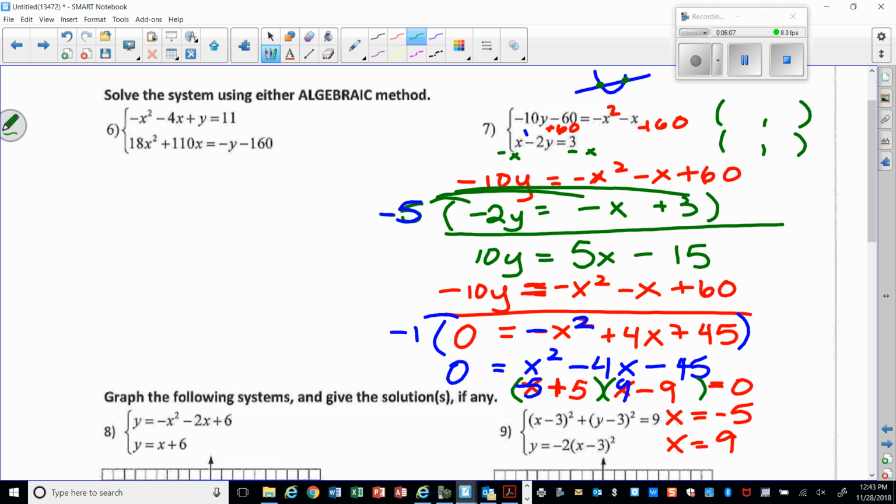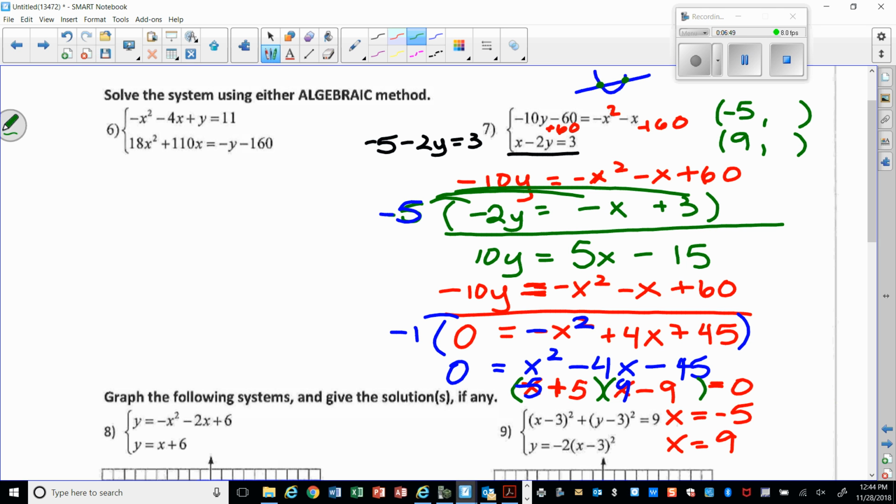All right, and now I know the x coordinates are negative 5 and positive 9. Now I want to find the y coordinates, so I'm going to go back up to one of my original problems here. And this is definitely the easier one, so you always find the easier one, because then you make fewer mistakes. So I'm going to substitute in for x. So I have a negative 5. I'm rewriting this, but I'm substituting in. Negative 5 minus 2y equals 3.